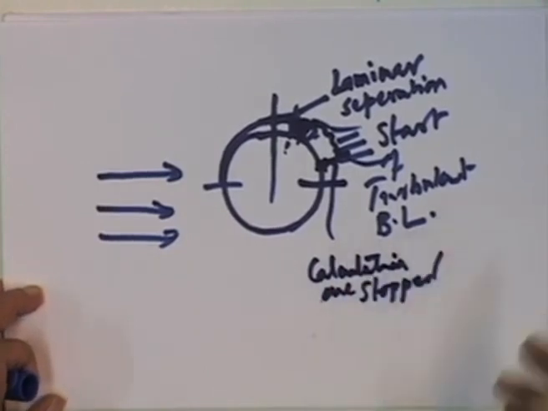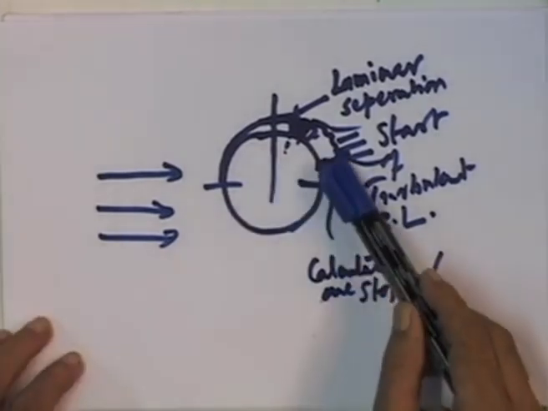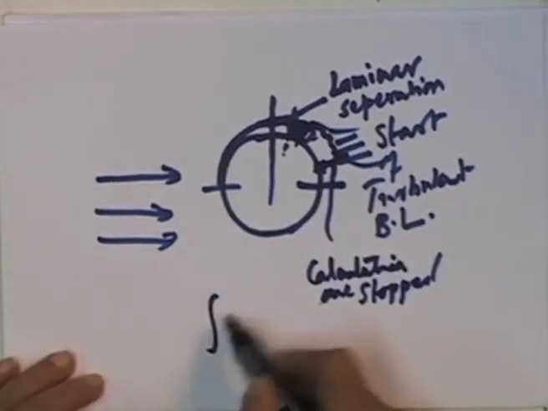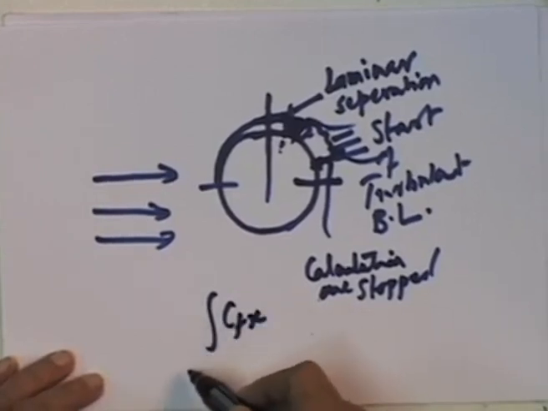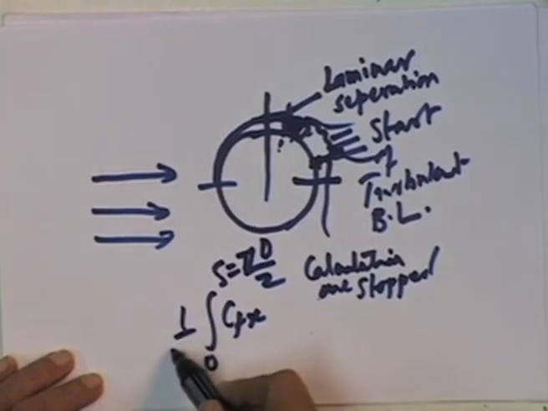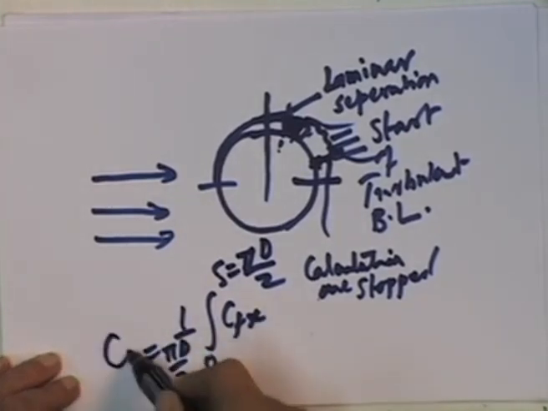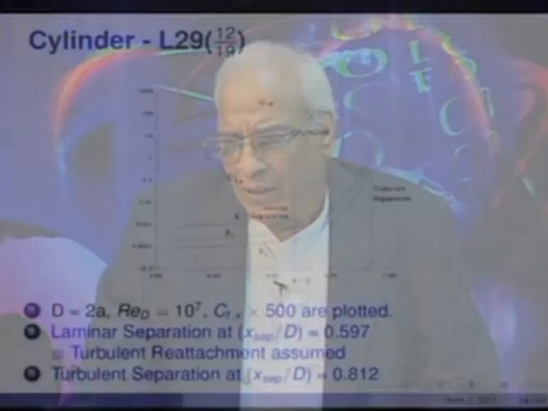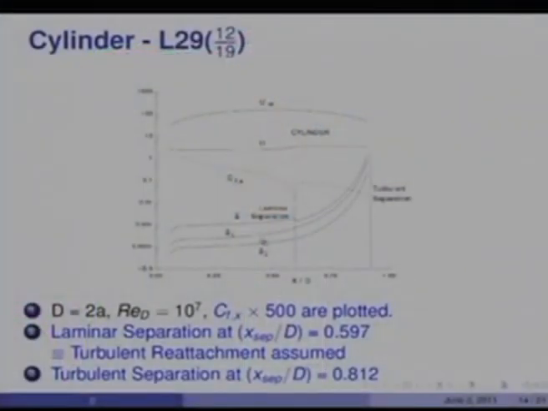Of course, this neglect of the region from 0.812 to 1 would not affect the integral quantity of Cfx. That is our belief: that 1 over pi d by 2 times the integral from 0 to s, which is equal to pi times d by 2, will be equal to Cf average, and that value will not be severely affected by neglect of this calculation, and therefore, we can still recover the drag of a cylinder from the integral method. So, laminar separation in this case occurs at 0.597 and it is taken as turbulent reattachment straight away.